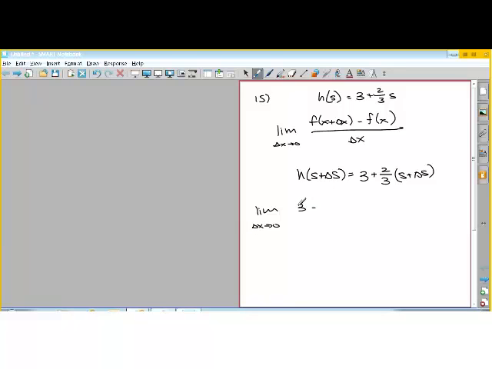So we have 3 plus 2/3 quantity s plus delta s, minus h of s, which is the quantity. So we put a negative sign, and then we put in parentheses just to show that we have to do that to both the first and second parts of it. And then we divide that whole thing by delta s. If you let delta s go to 0, this would go to 0, this would go to 0, and you'd end up with an indeterminate result.